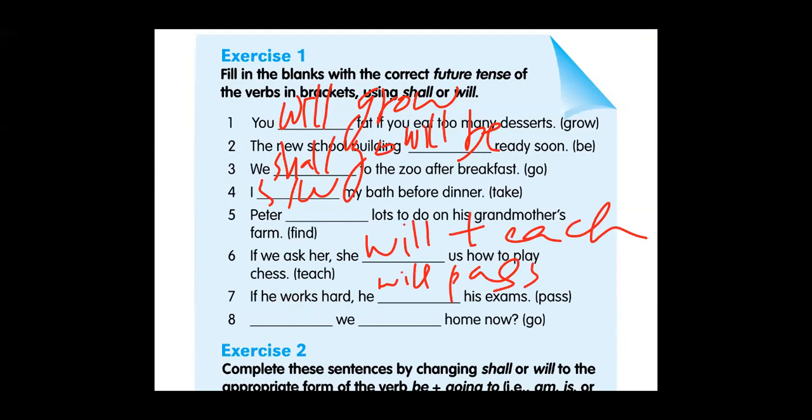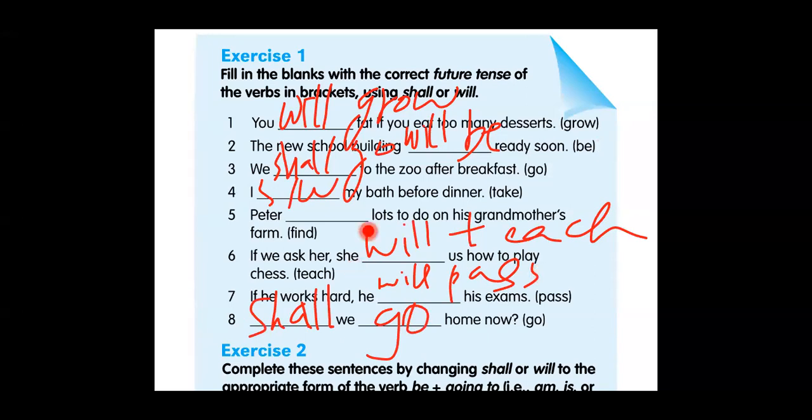Next sentence. Dash we dash home now. Go. Shall we go home now? Yes, shall is more appropriate over here. Will we go home now? It's not matching, right? Although we can use both forms, shall is more suitable over here. So shall we go home now? Shall is more suitable.